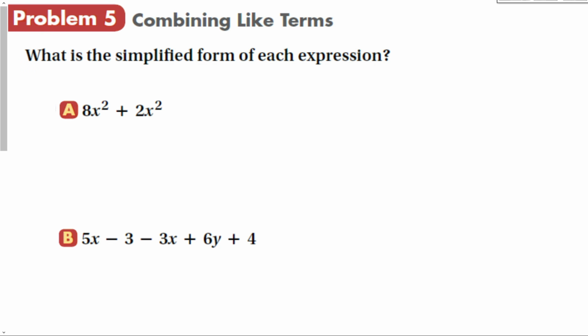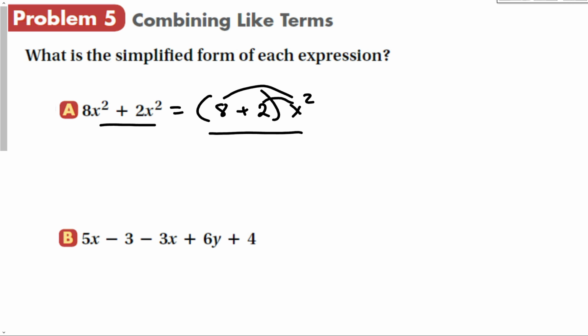So we should kind of know that this is going to be 10x squared when we add these together, but let's see exactly what is happening. We're using the distributive property to say that we can write 8 plus 2 times x squared. Is this the same expression as this? Sure it is, because I can distribute the 8 and the 2 to x squared to go back to my original expression. But what I really want to do now is add the 8 and the 2 together to give me 10 times x squared, my simplified expression.